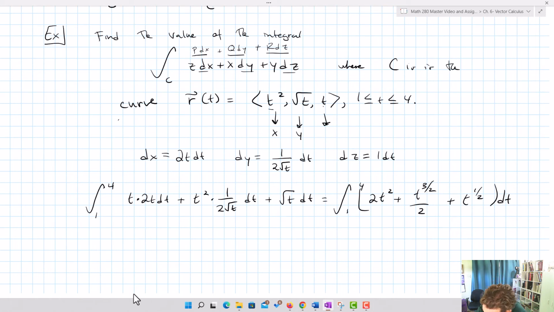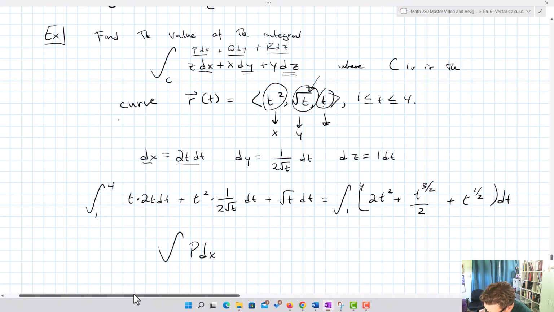So a lot of this just depends upon us recognizing that this is x, this is y, this is z, and when we talk about dx, dy, and dz, we're talking about it along the lines of what we saw in single variable calculus. Take dx, you get 2t dt. Take dy, it's the derivative of root t, and then you've got the dt on it, and dz is just, in this case, 1 dt. And that's evaluated in the line integral if it's in the form of P dx plus Q dy plus R dz over our curve C.